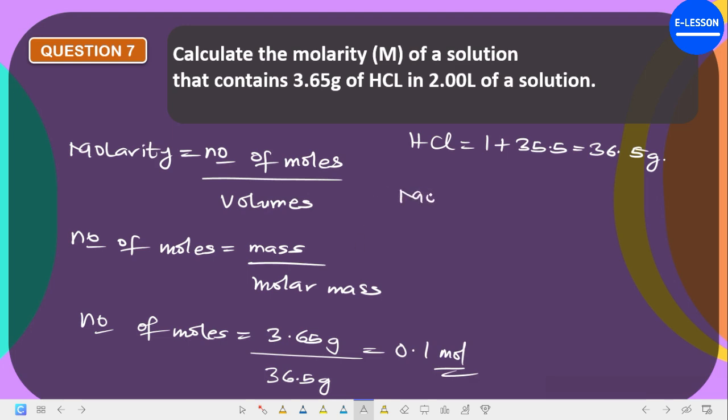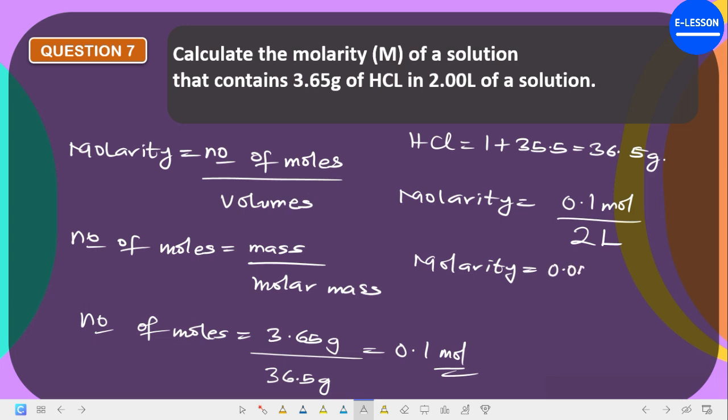So our molarity will be equal to the number of moles, already given as 0.1 mole, divided by 2 liter solution. Are you getting it now? So our molarity in this case would be equal to 0.1 divided by 2, which is 0.05 mole per liter, or you can just say 0.05 molar solution. So that is how to go about this particular question.